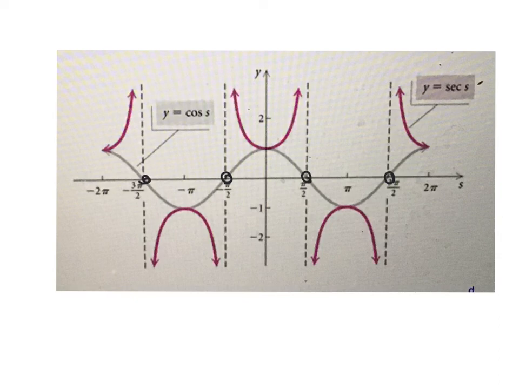So all you do is like what you'd expect. You take your cosine graph in between your asymptotes, you flip it. Your cosine graph in between asymptotes, and flip it. So that's what secant looks like.